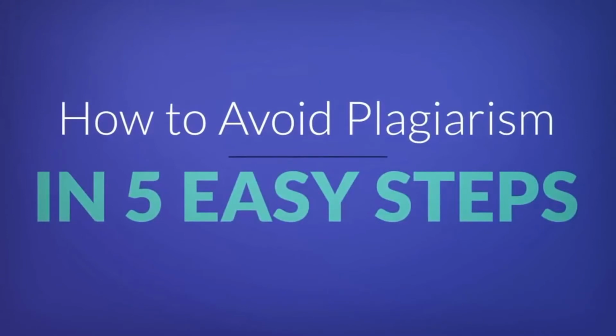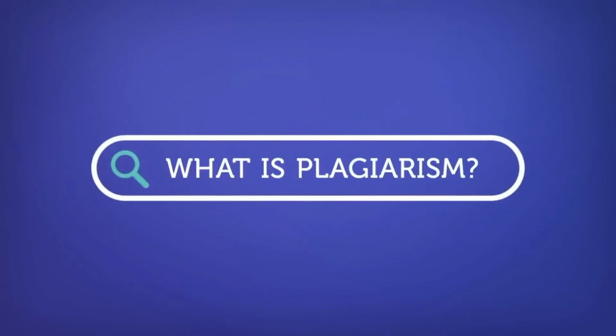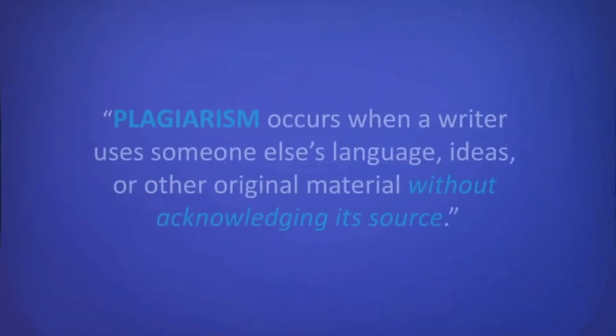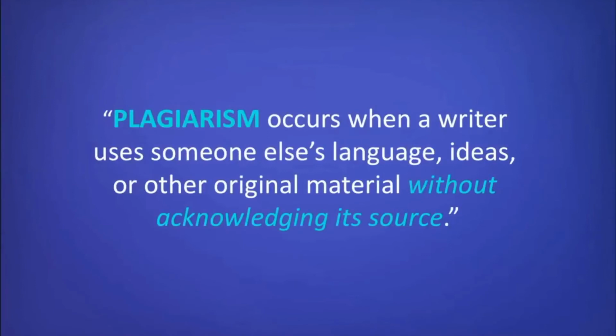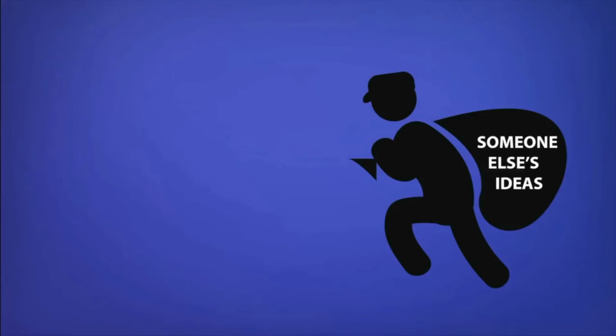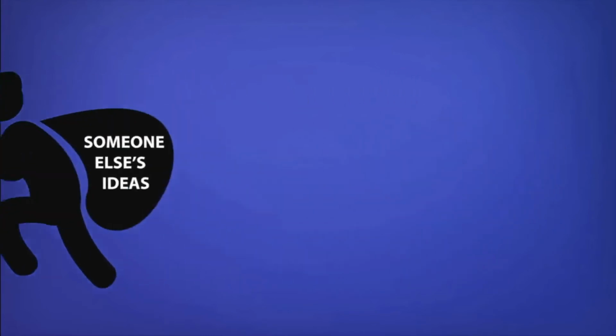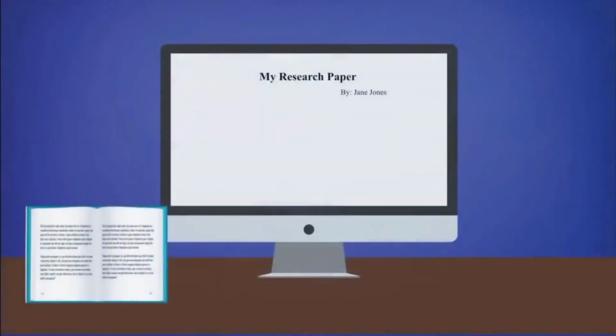Plagiarism is something we hear about often, but do we really know what it means? You might hear the word used by your professor as part of a warning and something you should avoid. But how do you do this? Let's take a look. First, what is plagiarism? Plagiarism occurs when a writer uses someone else's language, ideas, or other original material without acknowledging its source. Whether you intend to or not, you are stealing someone else's ideas. Here's an example.